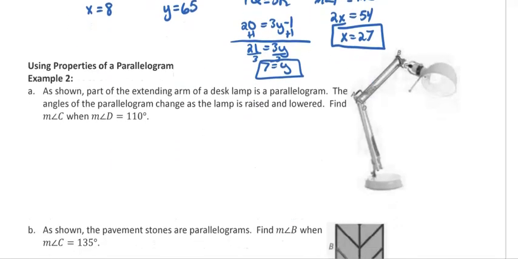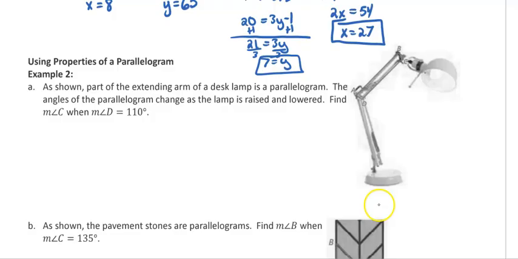All right, looking at example 2. It shows this picture. It's a little hard to see, but it's up here in this area. I'm going to redraw it just so it makes it a little bit easier to see. So it is a parallelogram, and it is labeled BCDA. It says, as shown, part of the extending arm of a desk lamp is a parallelogram. So that's how I know it's a parallelogram, as they told me. The angles of the parallelogram change as the lamp is raised or lowered. Find measure of angle C if angle D is 110 degrees.